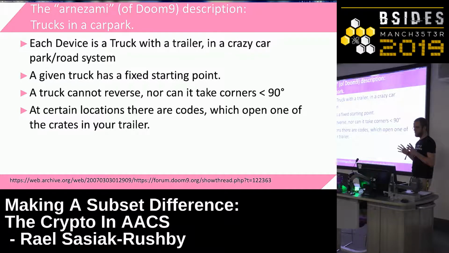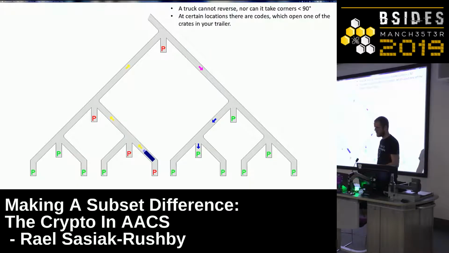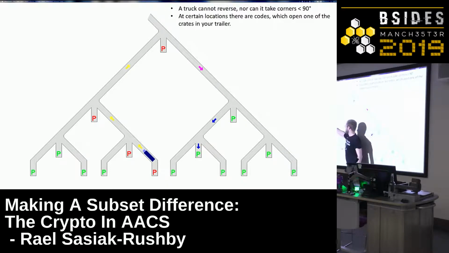You're on a very weird system, but you cannot reverse and you cannot take corners of greater than 90 degrees, right? So these rules will be in the corner when I show you this image, which hopefully makes this make a bit more sense. So here we've got a truck down here, and this truck can go up there. It can make this corner because it's 90 degrees. It can make this corner because it's 90 degrees, make that one, but it can't get to there.